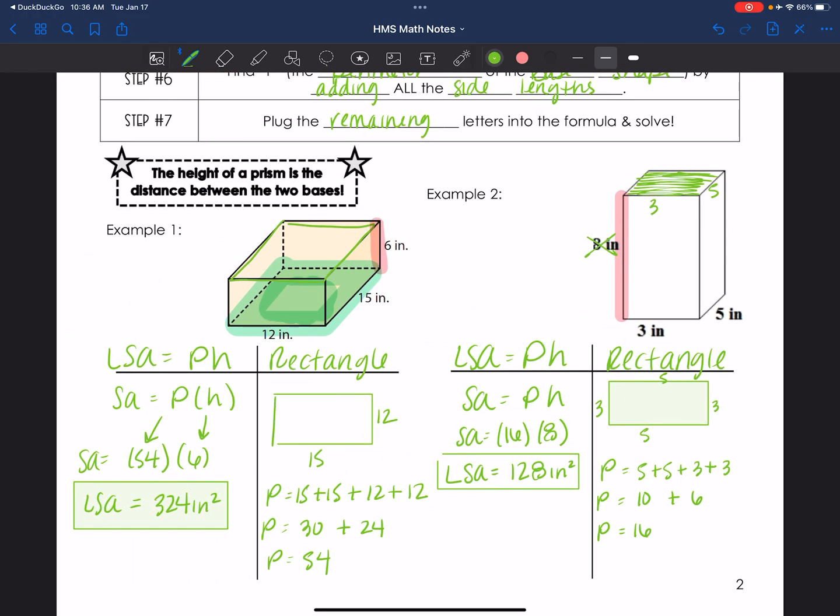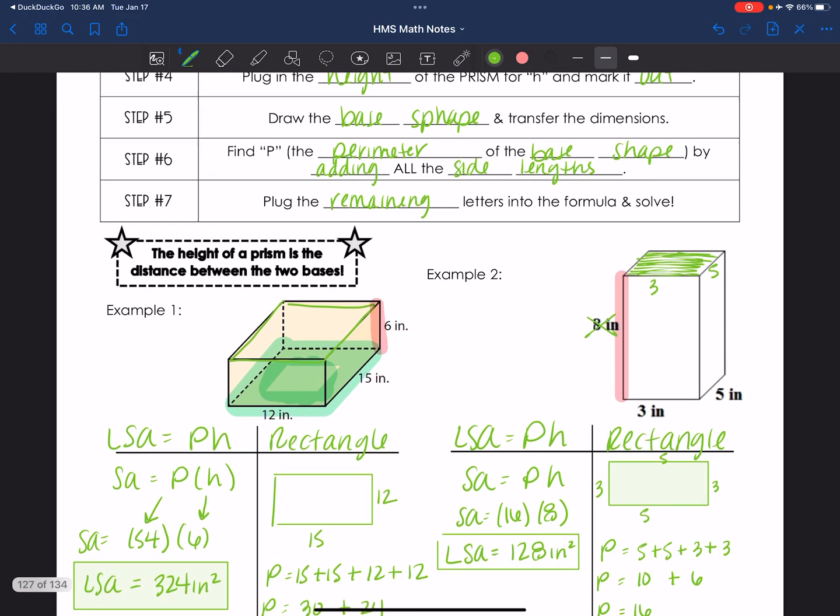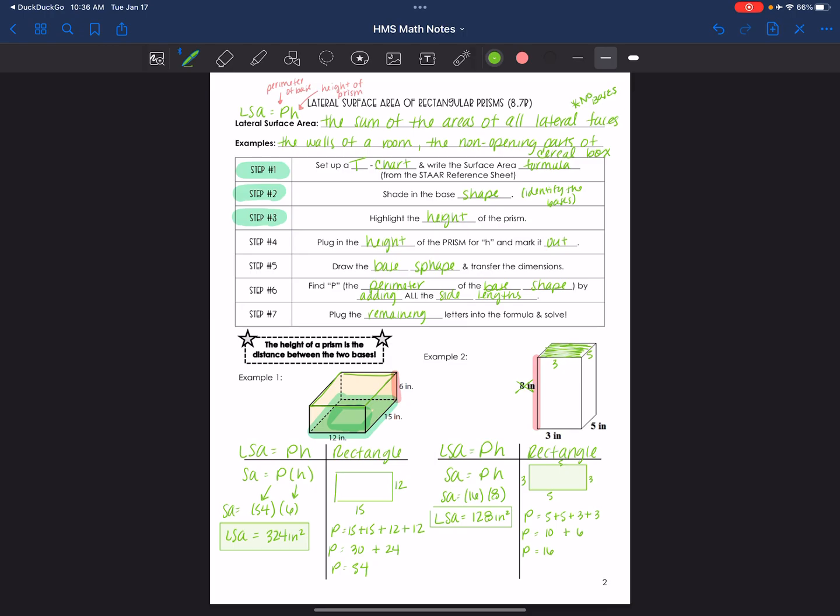Okay. When it comes to today's lesson, I would say as long as you follow the steps. But again, the most important are going to be those first 3: getting the right formula and identifying the right bases and the height. And that's it. You'll be golden. Clearly, if you need help, just ask. That's what we're here for.